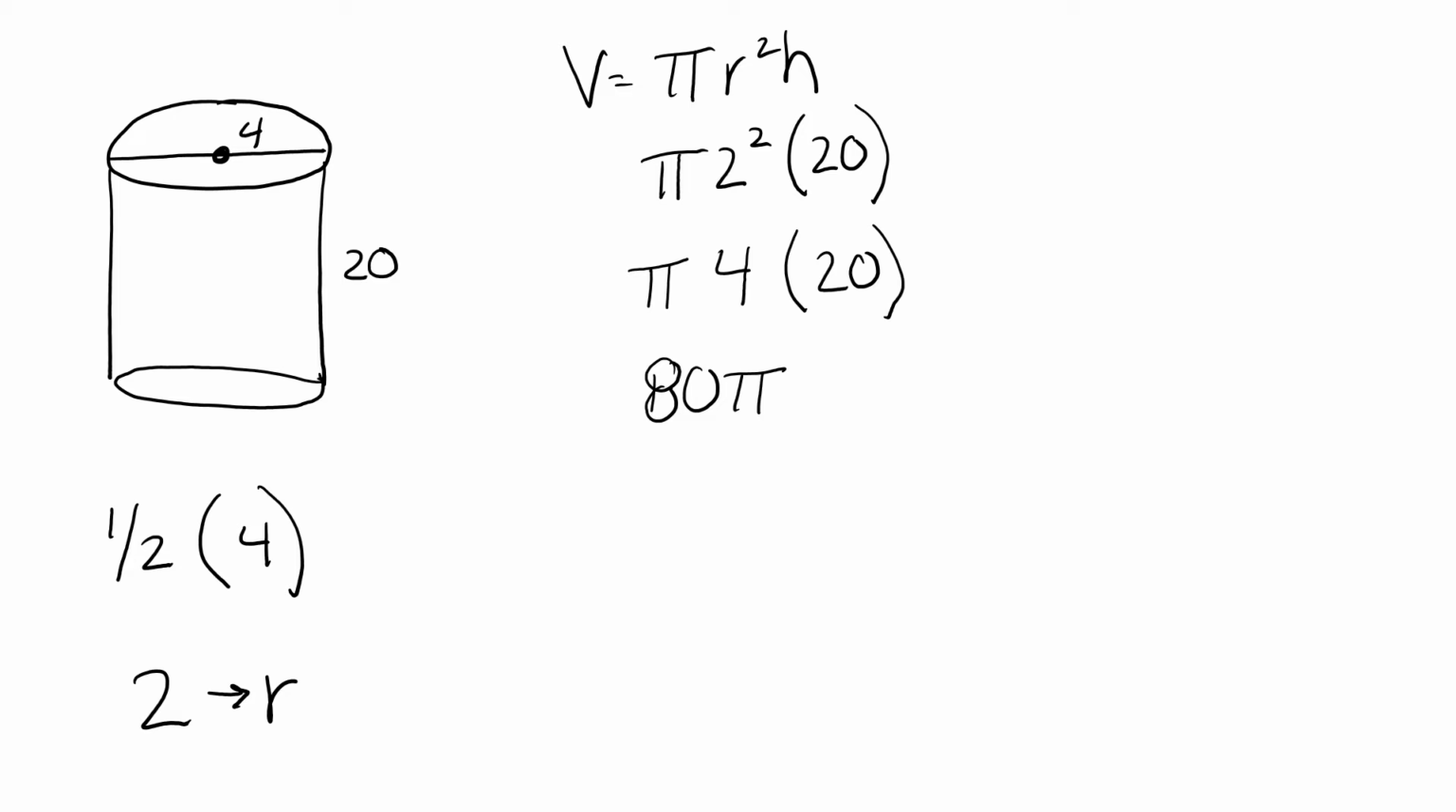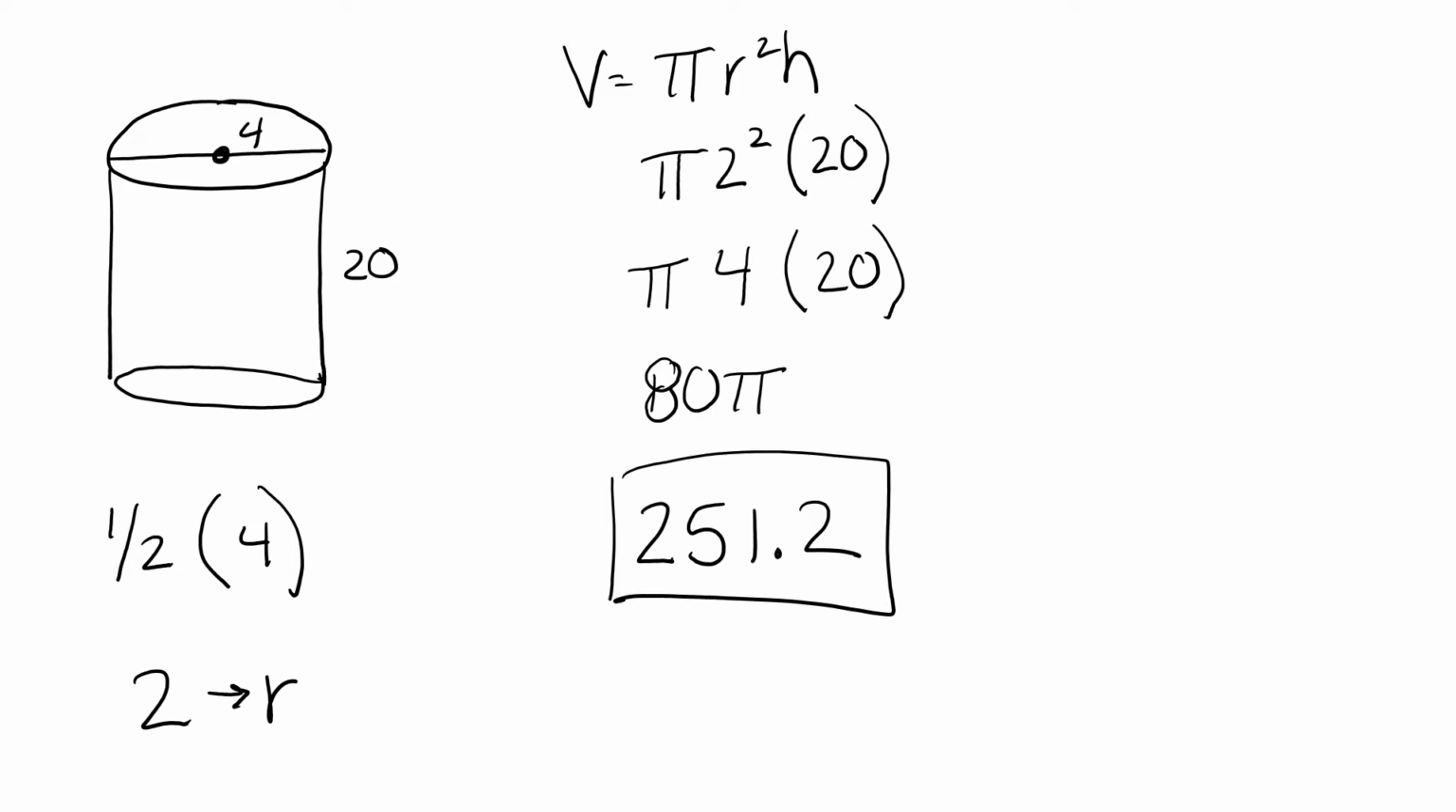The directions tell us to use 3.14. And so when we multiply, we get 251.2. The directions also tell us to round to the nearest tenth. 0.2 is already in the tenths place, so we don't have to change anything.